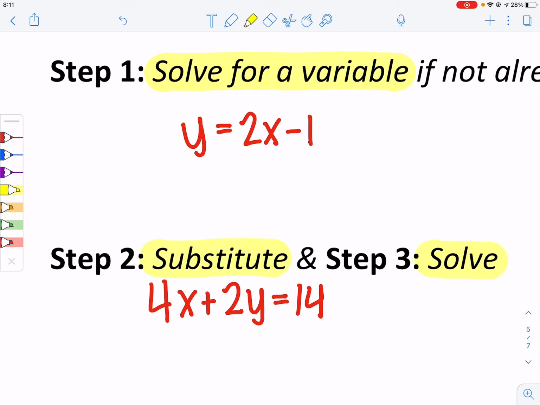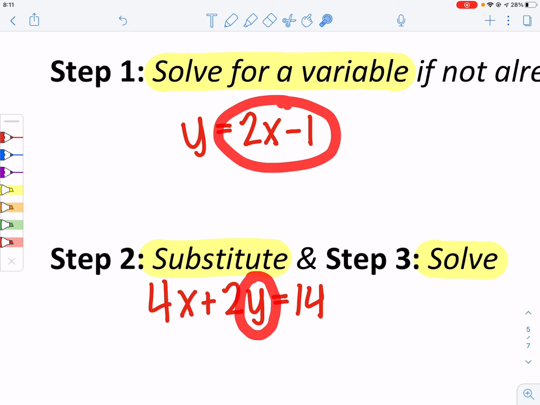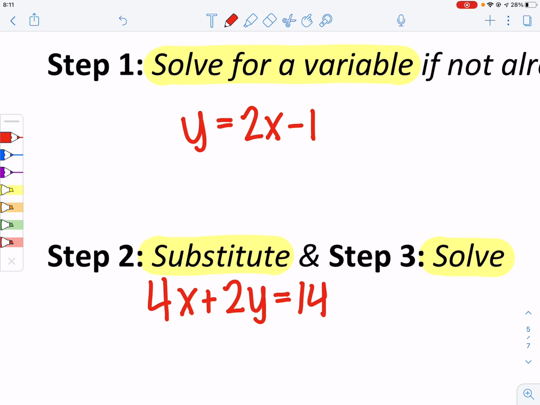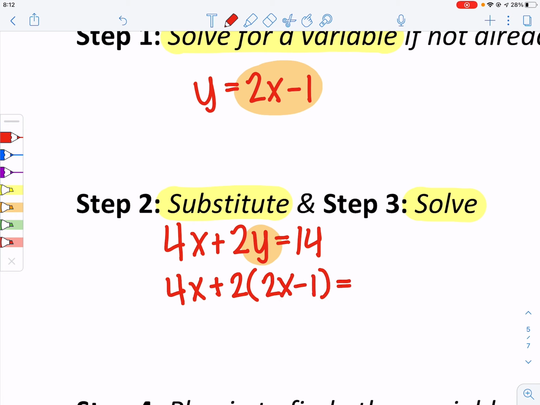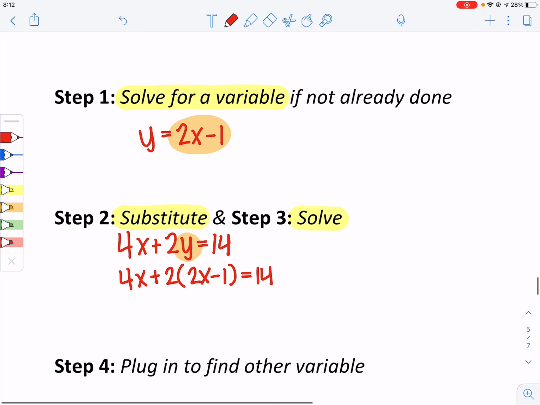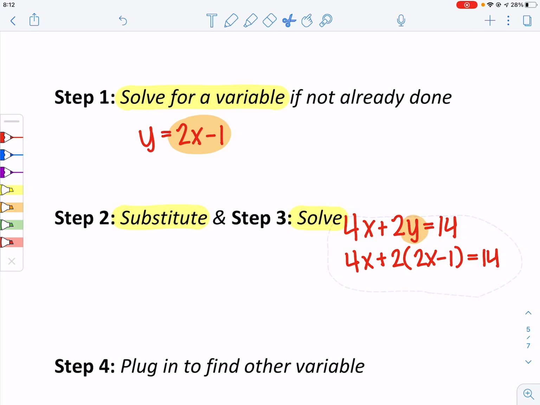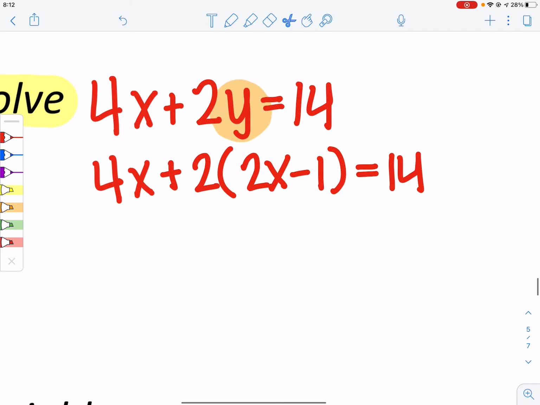So what that means is I take the y that I just solved for and I plug it in for y of that other equation. So I will plug it in for you and then I'll have you guys finish it up by yourself. So your 4x stays the same because I solved for y. So in place of the y right here, I want to plug in all of this, the 2x minus 1. Okay, so I have 4x plus, here's my 2, keep it in parentheses, 2x minus 1 equals 14. Okay, from here we have to solve for x.